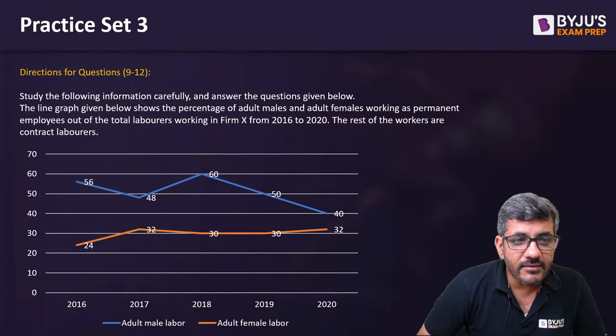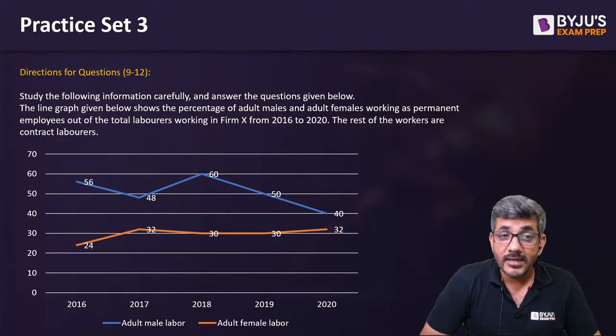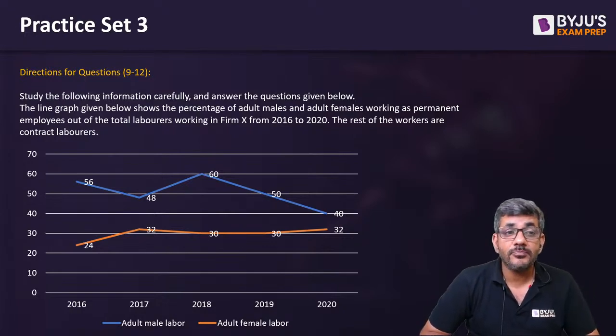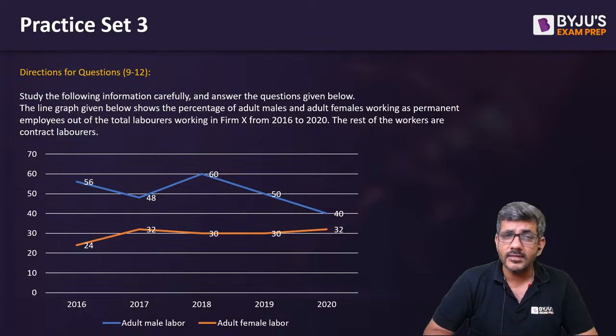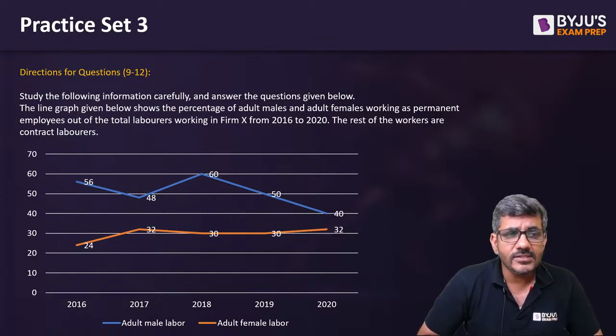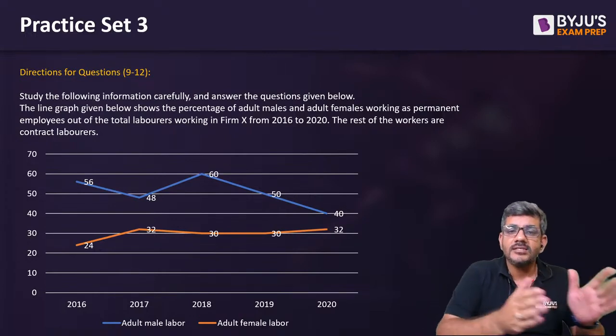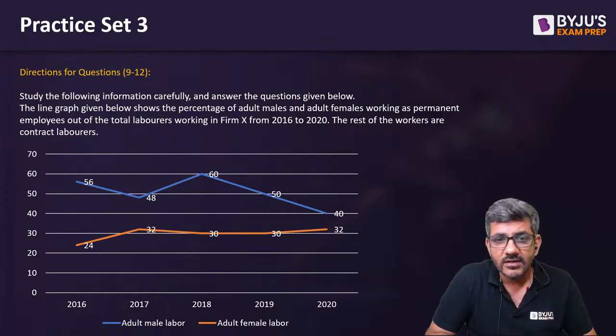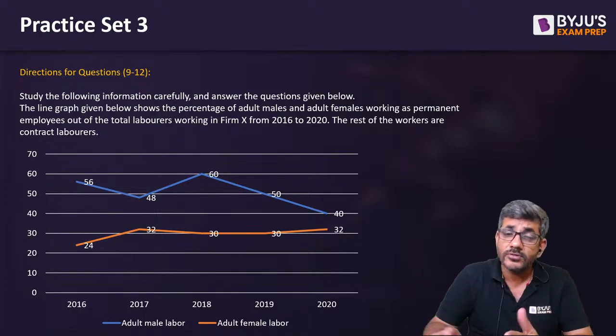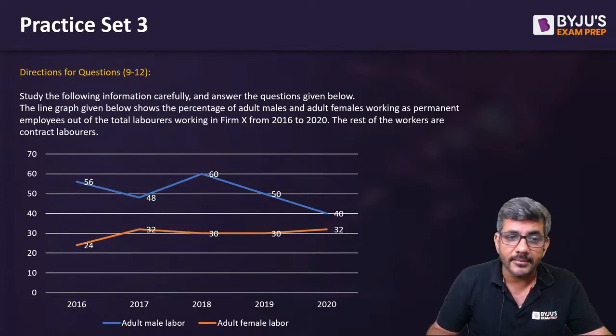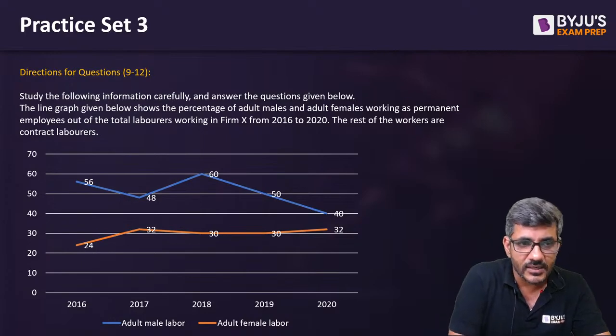The line graph given below shows the percentage of adult males and adult females working as permanent employees out of the total laborers working in the firm. The rest of the workers are contractual laborers. So adult males and adult females, their percentage is given. The contractual percentage will of course be the remainder, but in that we don't know the male-female split. So let's straight away start the questions here.